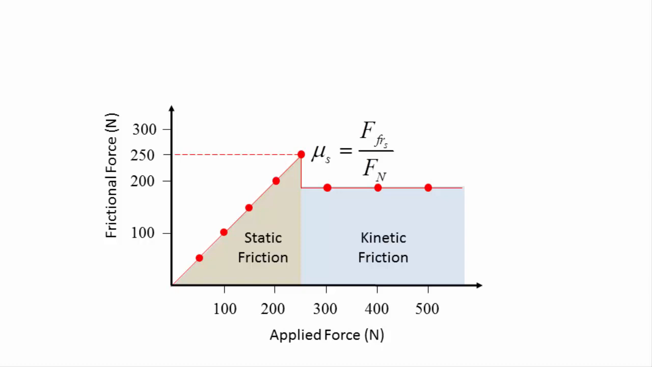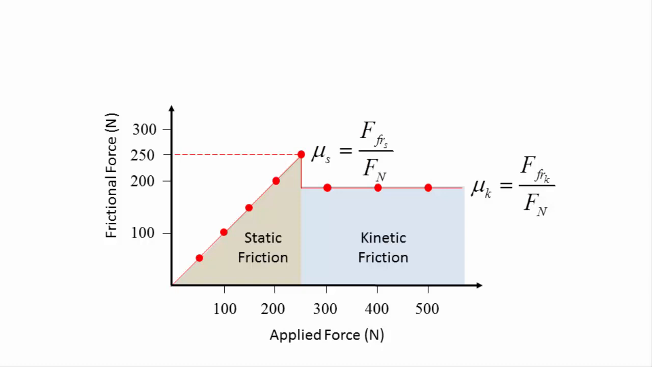The frictional force is characterized by the coefficient of kinetic friction, mu with a subscript k. Mu k also has a value between 0 and 1, but is always less than mu s. Mu k represents a ratio of the maximum kinetic frictional force to the normal force that gravity exerts on the mass.